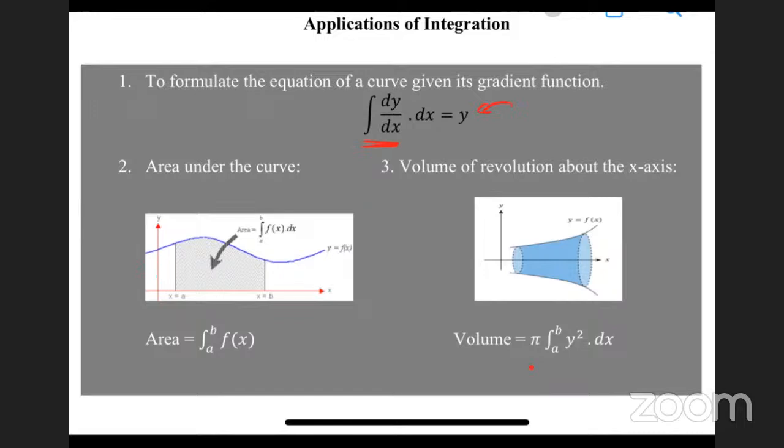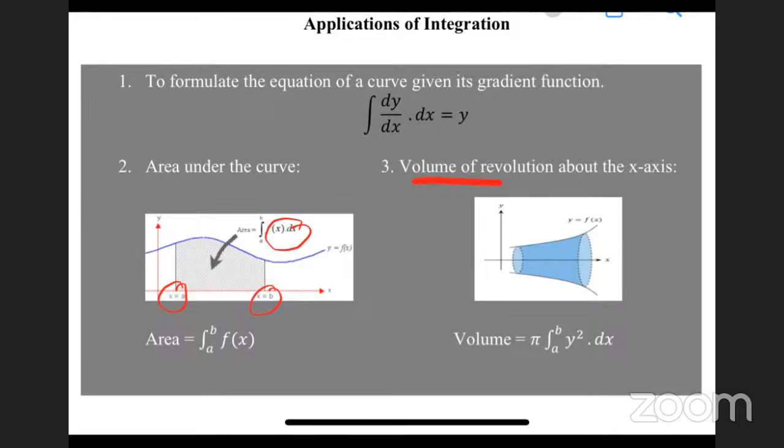Also, if you integrate between limits b and a of any function, what you're really doing is finding the area underneath that function. So if they ask you to find area, all you need is the function and the limits between where you want to find the area. Are you okay with that? That's the first application. Second application, and the last application, is to find volume.